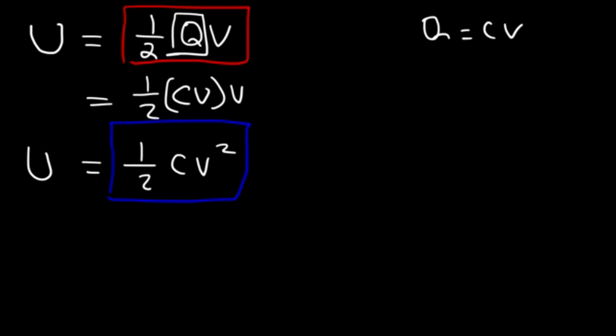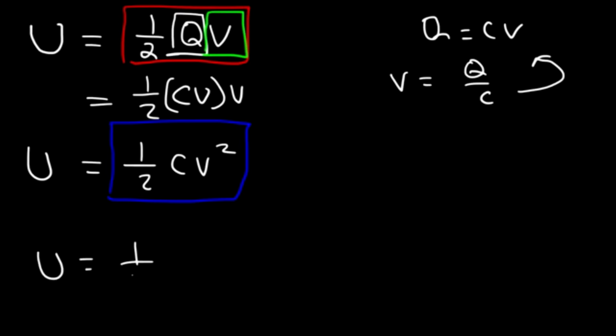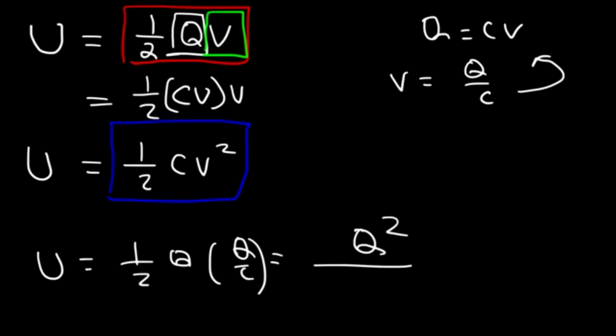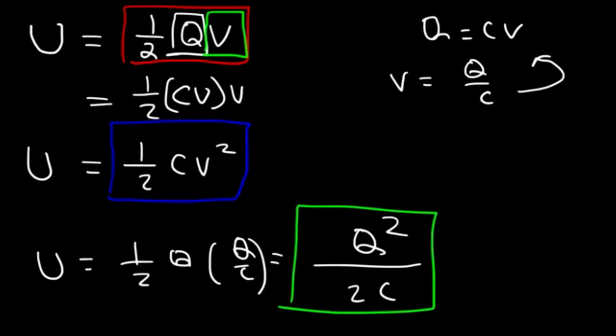Now there's also another one, because we can replace V with Q divided by C if you rearrange this equation. So instead of replacing Q, let's replace V now. It's going to be 1/2 times Q times Q over C. So this equals Q squared divided by 2C. So those are the three equations that you need to know to calculate the potential energy stored in a capacitor.